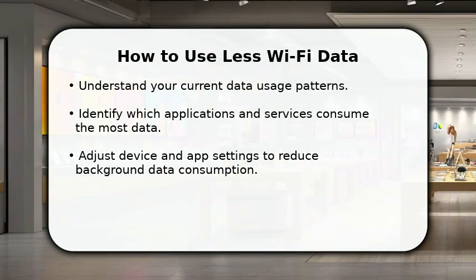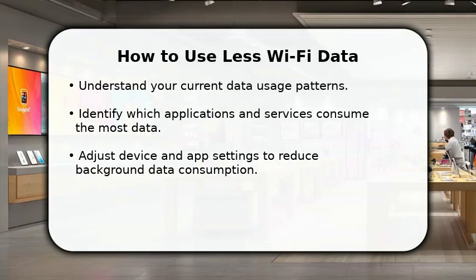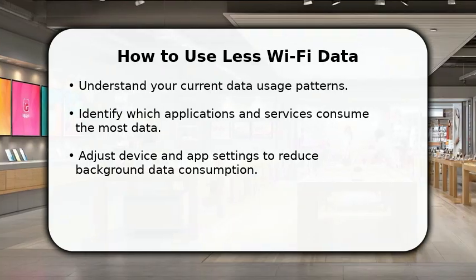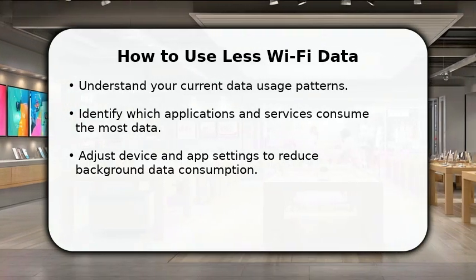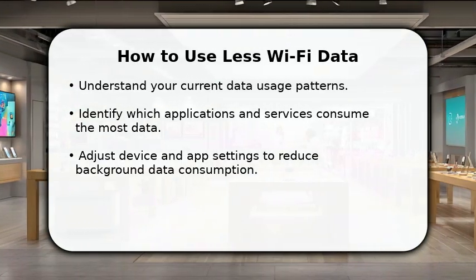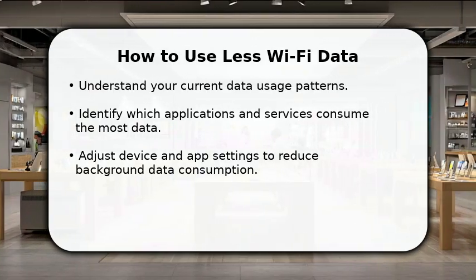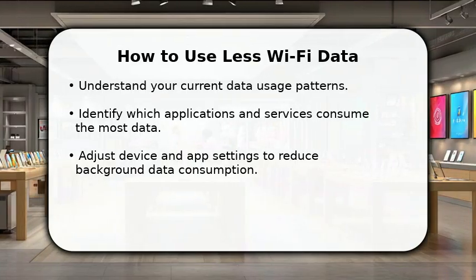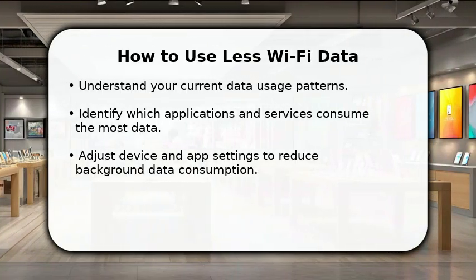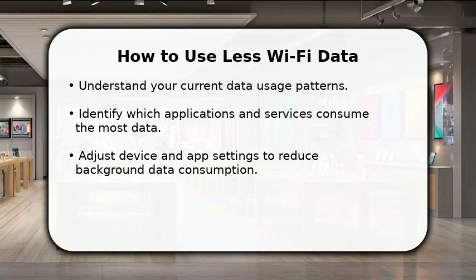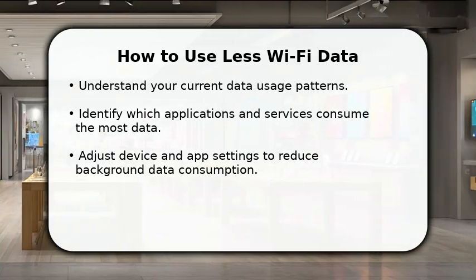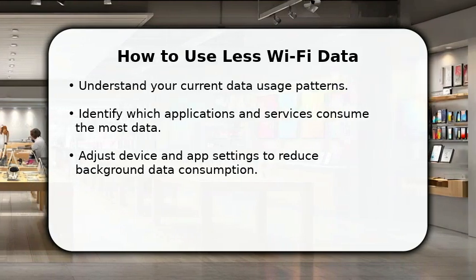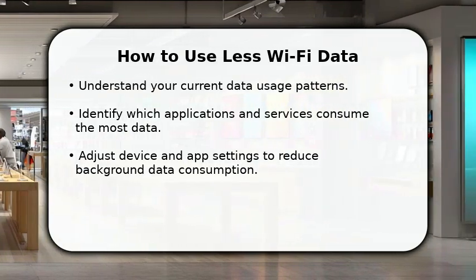First, it's crucial to understand where your data goes. Take a moment to check your device's settings to see which apps are the biggest data hogs. Many devices offer a detailed breakdown, showing you exactly how much data each application uses. Once you pinpoint these data-hungry culprits, you can start making informed decisions about adjusting their settings. This initial step is fundamental to gaining control over your Wi-Fi consumption and saving potentially hundreds of megabytes each month.